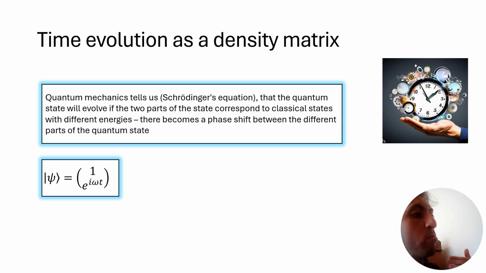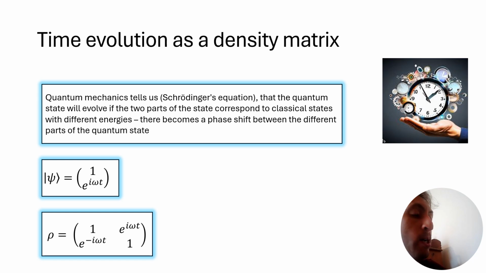And if we want to represent the quantum state as a density matrix, then this time evolution enters also into the density matrix. And we end up with something like this, as can be found using the rules of matrix algebra by thinking of the density matrix as the column vector multiplied by the row vector, the vector being our state vector here.